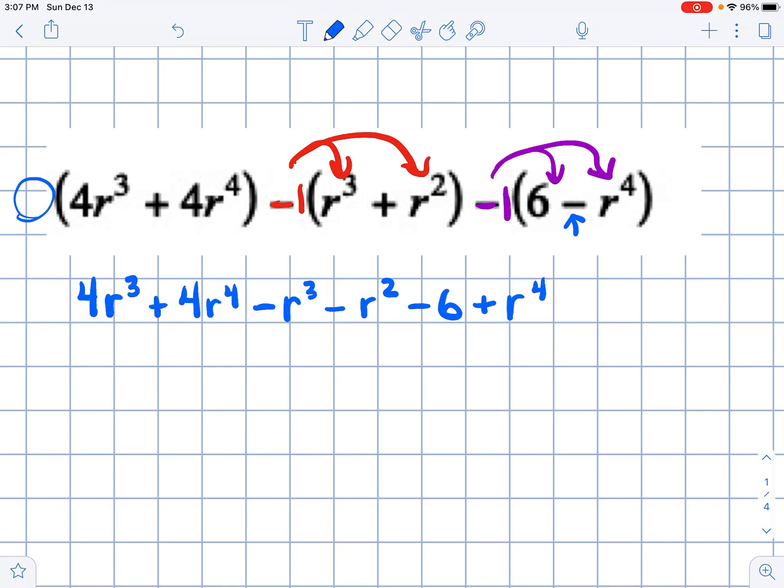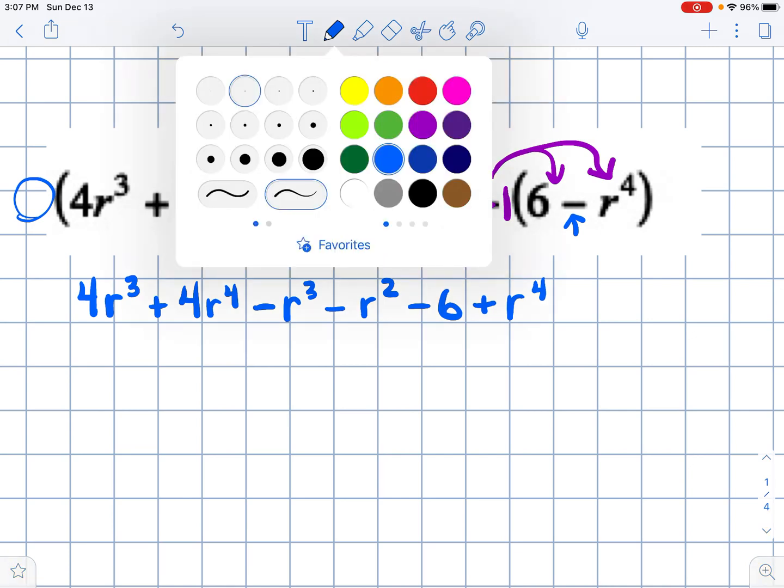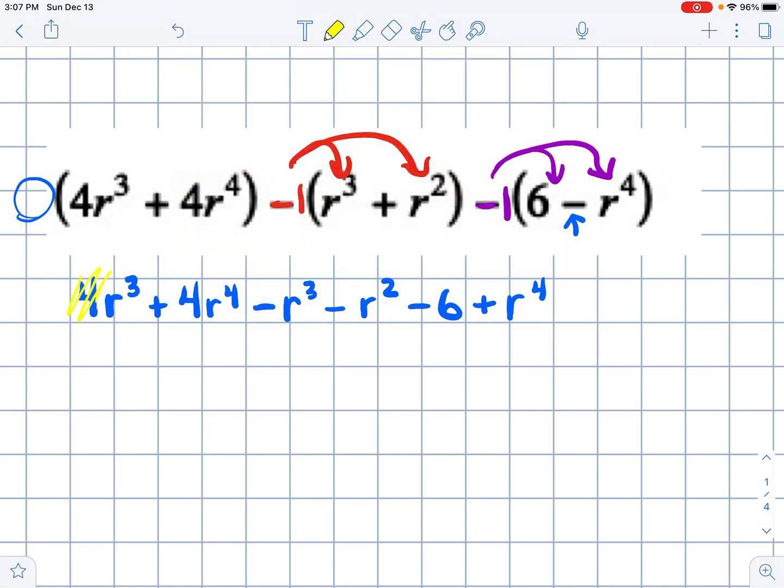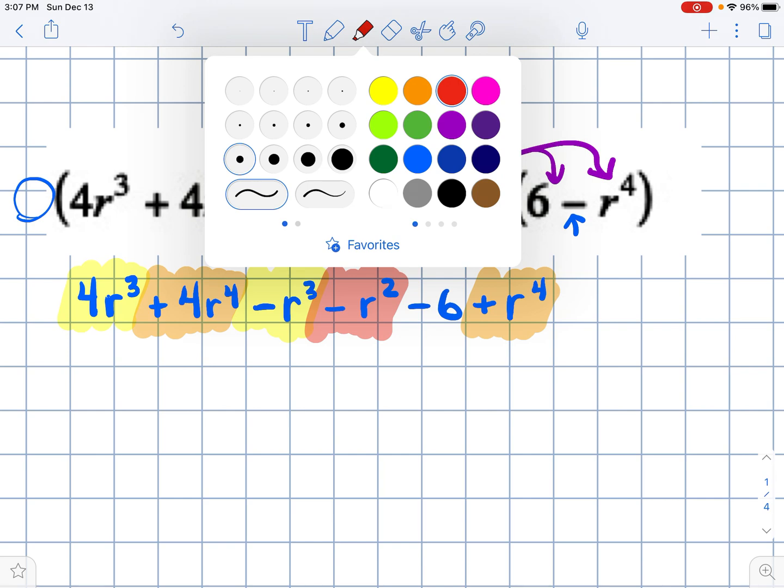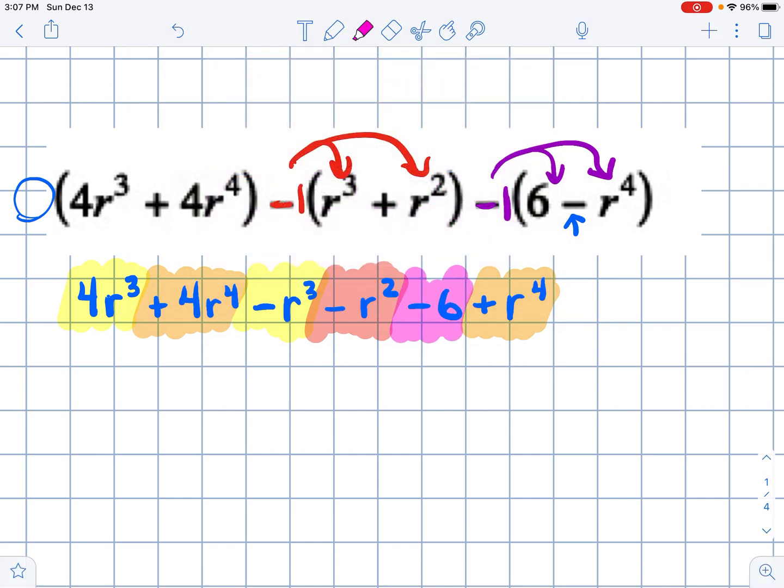Let's take a look and see if we can identify our like terms. All right, so we've got 4r to the third and minus 1r to the third. Those are like terms. And we have positive 4r to the fourth and positive 1r to the fourth. Those are like terms. We have this term minus r squared, but you know what? There's nothing to combine it with. There's no other r squareds. And we also have this minus 6 by itself, and there are no other like terms to combine that with.